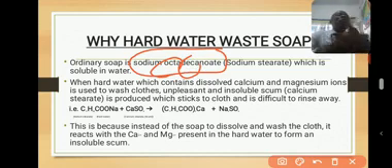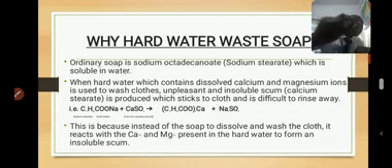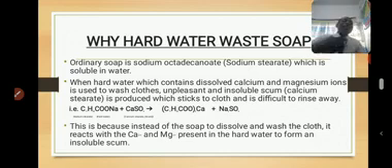So, ordinary soap is sodium octadecanoate. And this sodium octadecanoate is soluble in water. It will dissolve inside water. But if the water that you want to use already contains calcium ion or magnesium ion in form of those compounds that we have talked about, then it will become difficult for the soap to dissolve in water and form lather.